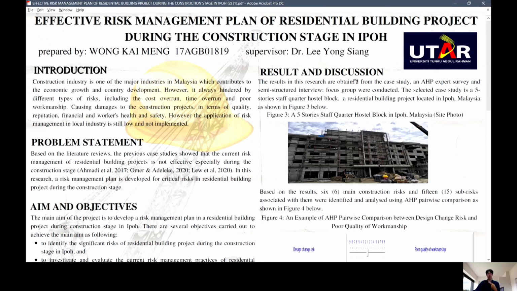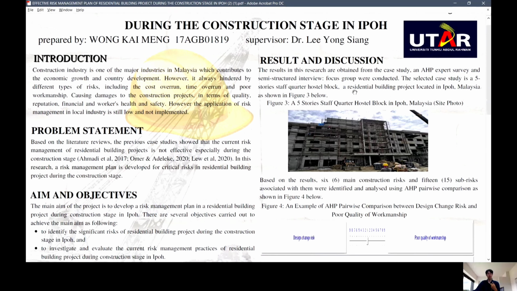The title of my FYP research is Effective Risk Management Plan of Residential Building Project during the construction stage in Ipoh. First of all, construction industry is one of the major industries in Malaysia which contributes to the economic growth and country development. However, it is always hindered by different types of risks, including the cost overrun, time overrun, and poor workmanship, causing damages to the construction projects in terms of quality, reputation, financial, and workers' health and safety.